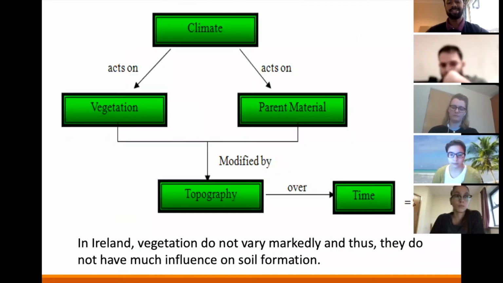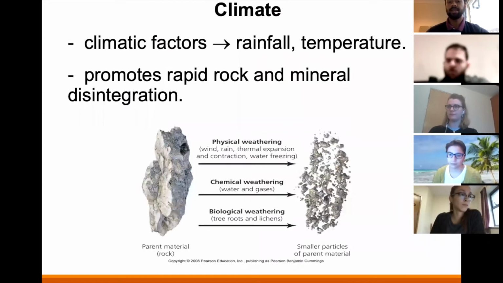So how long does it take? Well, it depends on the climate itself. Climate acts on both the vegetation and the parent material, which is modified by the topography, and over time, it'll give birth to soil. In Ireland, vegetation does not vary markedly, so it does not affect soil formation that much, which means climate is the main factor. So climatic factors such as rainfall and temperature affect soil formation here in Ireland.